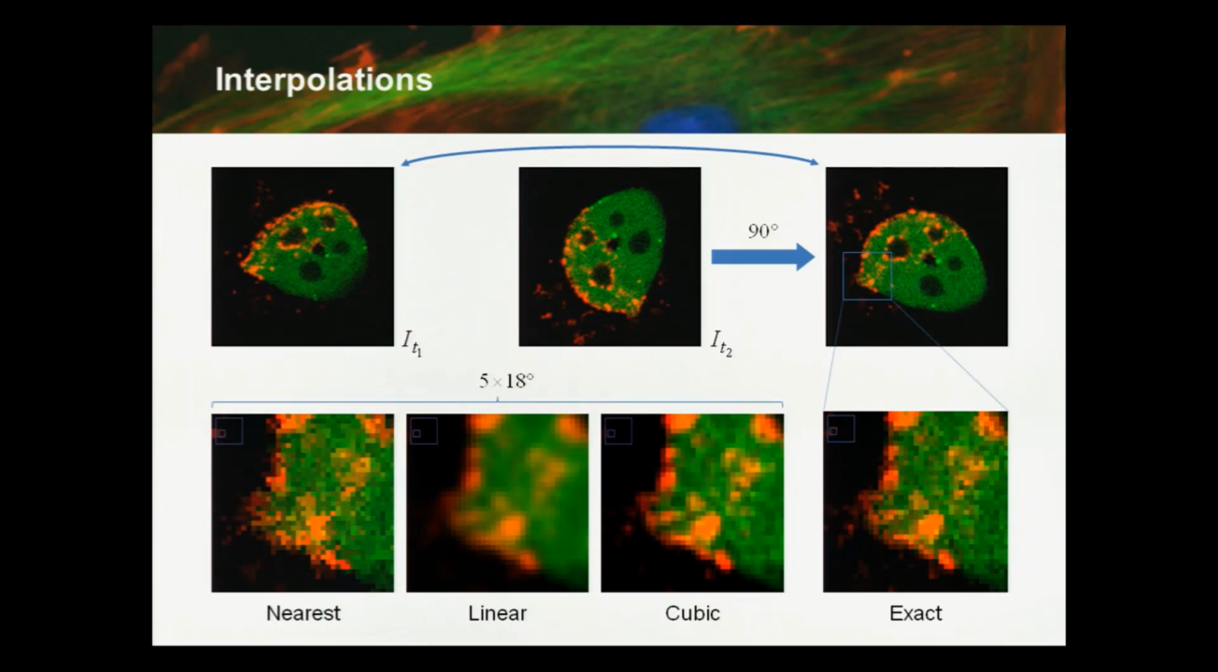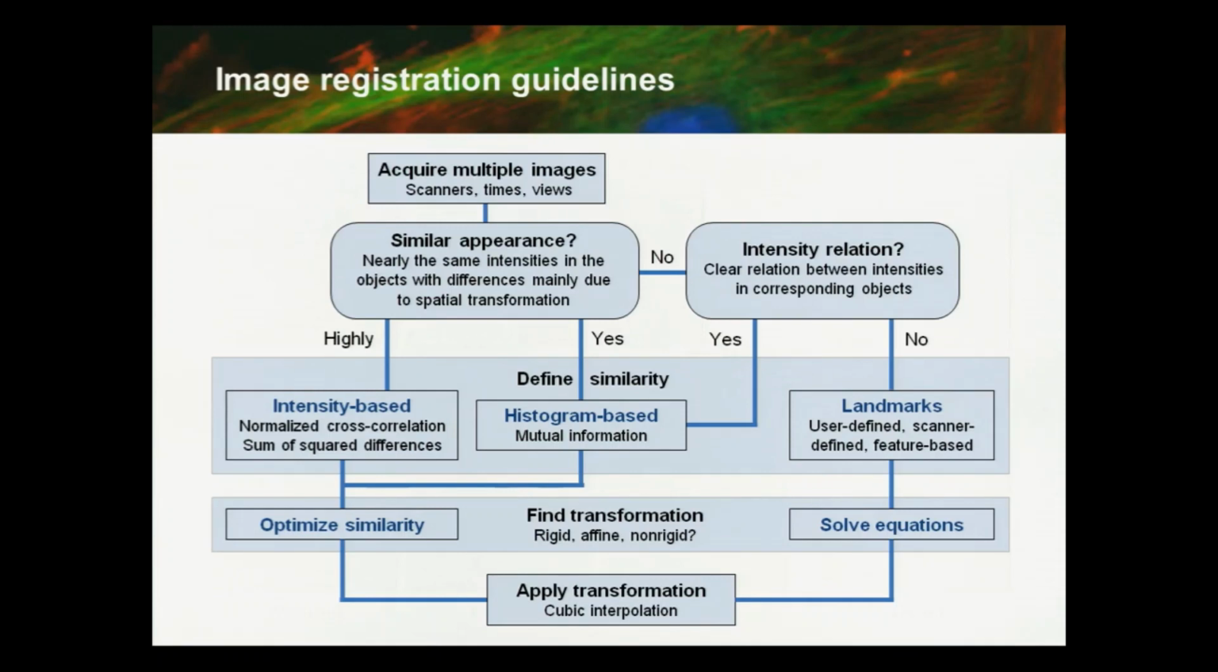If you use cubic spline interpolation, the result is already much better. And the higher the degree of interpolation, the more accurate this interpolation becomes. And you can really reduce loss of information by picking the right interpolation method. So these are the main ingredients that I wanted to talk to you about: the type of information to use, extrinsic, intrinsic, the similarity measure, and then the kind of transformation you need, affine or rigid, and the type of interpolation that you could use.